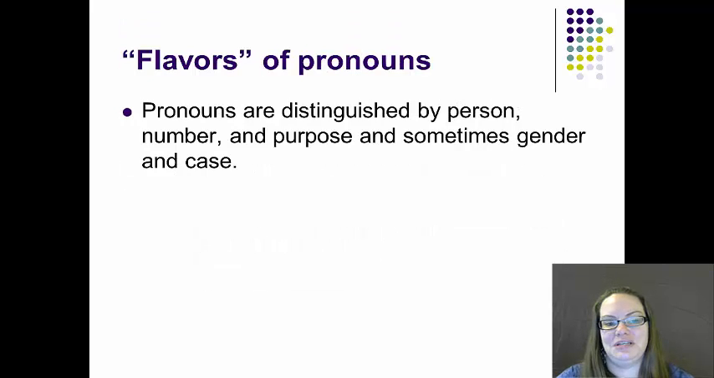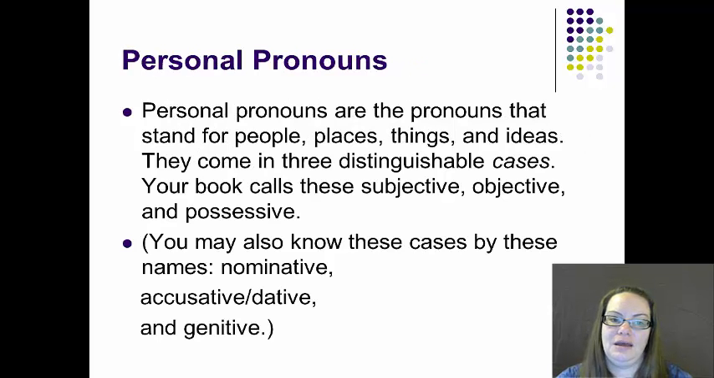Pronouns are distinguished by person, number, and purpose, and sometimes gender and case. Okay? Personal pronouns are the pronouns you're probably most familiar with. They stand in for people, places, things, and ideas. They come in either subjective, objective, or possessive case. We already know what subject and object mean. Possessive we've also talked about a little bit as well, but we'll see that quite a bit more in this chapter on pronouns. So possessive means that it belongs to me, okay, or belongs to something. You might know these cases by other names: nominative, accusative, dative, and genitive. Genitive is the possessive case.